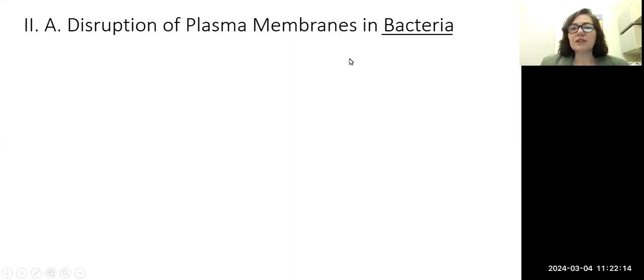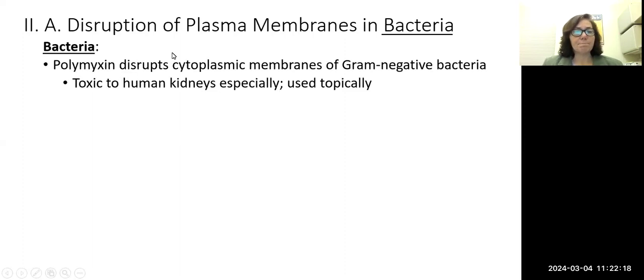First, let's have a look at doing this in bacteria. The drug that's in this category is known as polymyxins. These disrupt the cytoplasmic membrane of gram-negative bacteria. The trouble is, these are really toxic to human kidneys. And so it's a no-go for using it systemically.